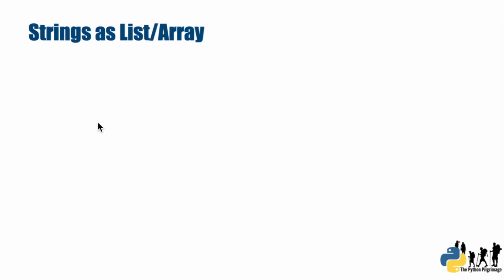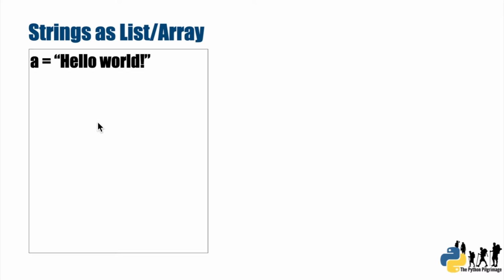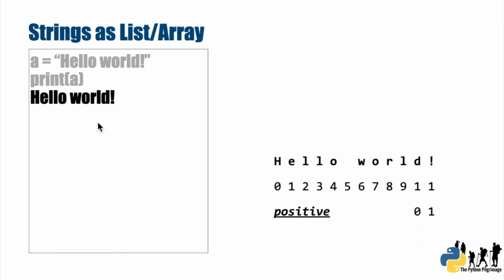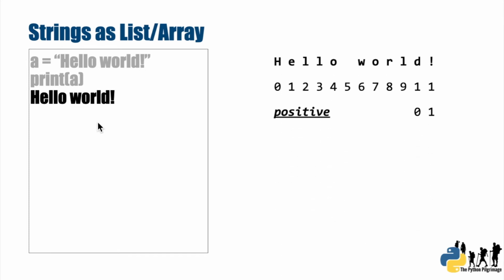Moving on to strings as a list or array. We all know that when you assign hello world to A and you print out A, you'll get the whole hello world. But what if we just want to check a character? Strings can be treated as a list or an array, meaning you can access each character by their indices. So for better illustration, we have this mini table here containing the indices below each letter in the phrase hello world. Capital H is the 0th element and the 11th element is an exclamation point.